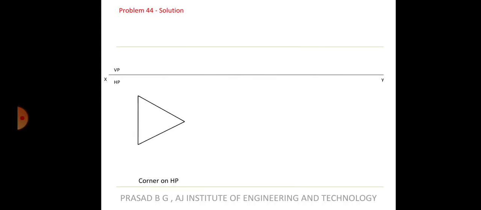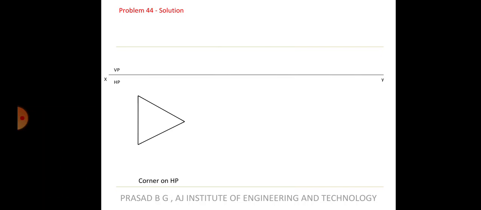Corner on HP condition. Initially, since it's a triangle, it doesn't matter whether you keep it this side or that side. What is more important is that in the second view, when you tilt it, you make sure the condition is satisfied. In that case it has to be resting on the corner only.